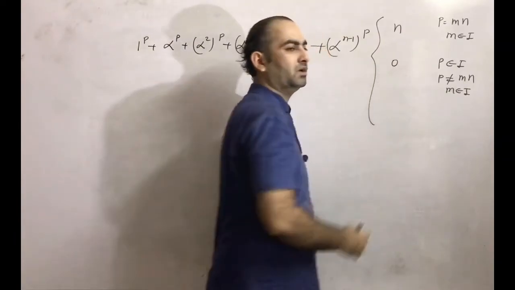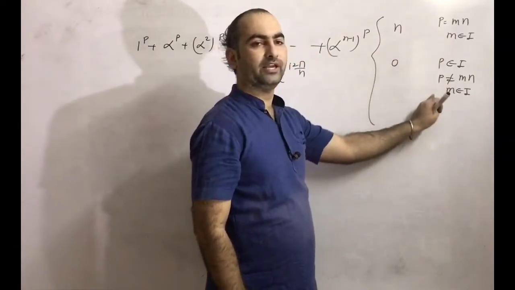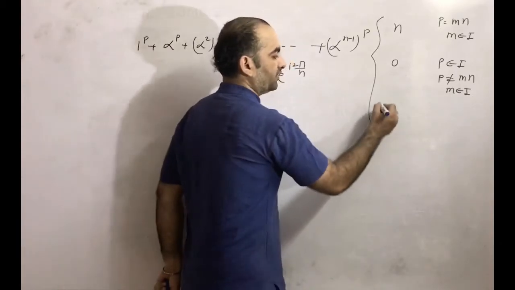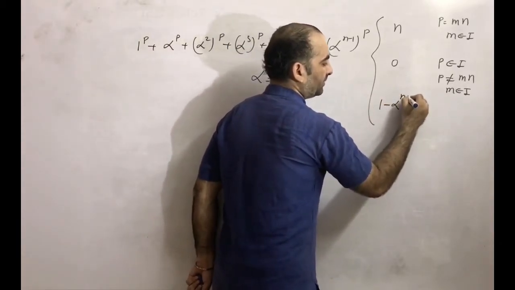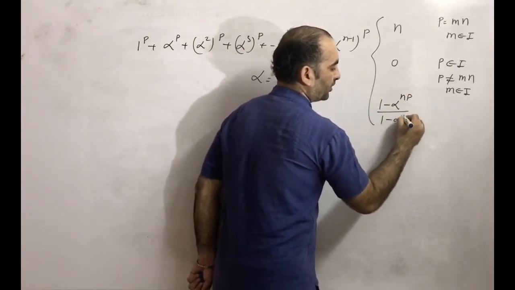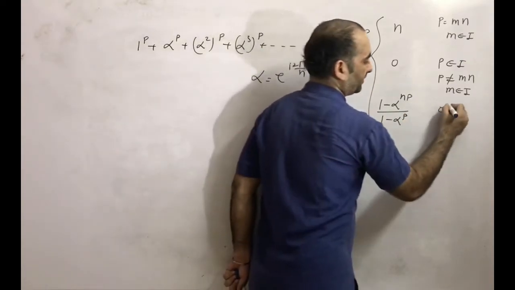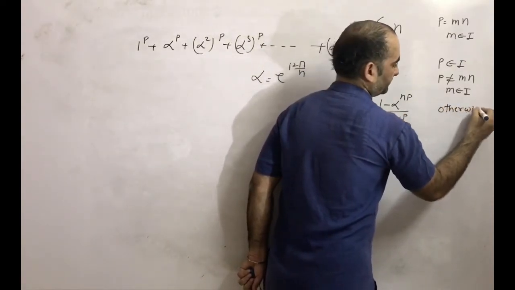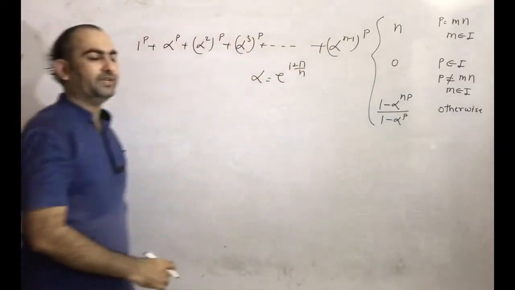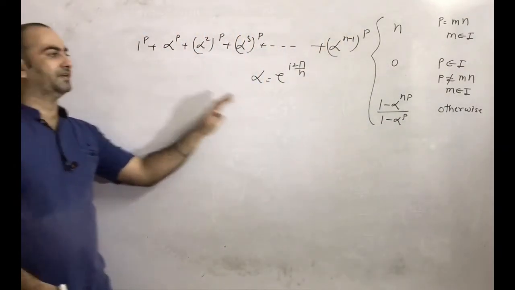And otherwise, if p is in neither of these cases, then the summation we can find as 1 minus alpha to the power np divided by 1 minus alpha to the power p. So we can categorize this summation in 3 categories.